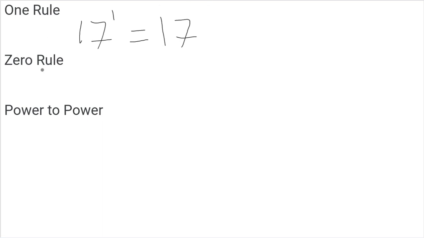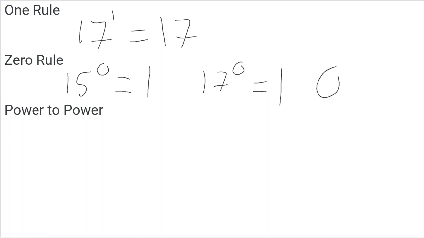The next one is the 0 rule, and that means any number to the power of 0 is 1. Some mathematicians argue that it should be 0, but those guys are in the minority. Most people agree anything to the 0 power is 1. We'll talk in class why that's true. So any number, pick it, to the 0 power is 1. The only exception is 0 to the 0 power is 0.